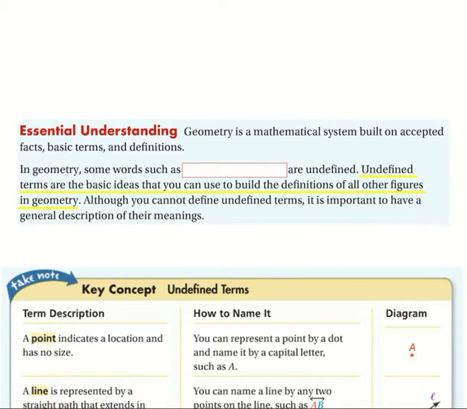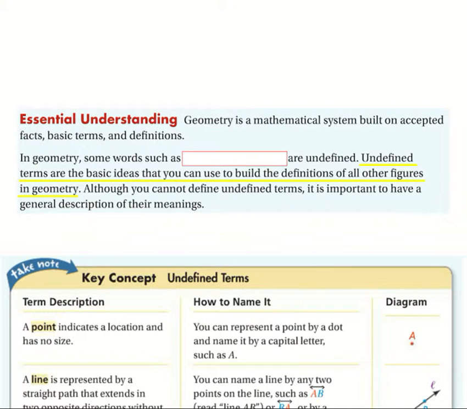And so what we're going to learn today is how geometry is a system that's built on facts, terms, and definitions. In geometry, some words such as point, line, and plane are undefined, which means that we can't give them a formal definition. So undefined terms are the basic ideas that you can use to build definitions of all the figures that we talk about. Although you can't give them a specific definition, you can give them a general description.